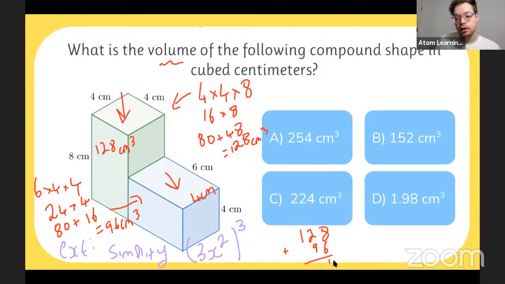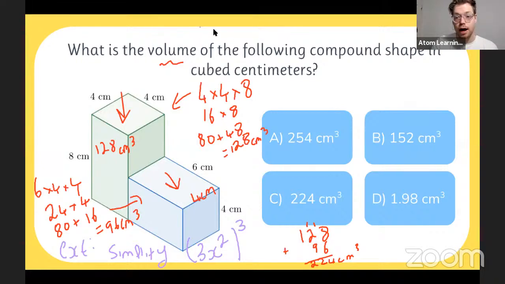8 plus 6 is going to be 14, carry the 1. Carry the 1 here. So then we do 2 plus 9 is 11, plus the extra 1 is 12, plus 1, 224 centimeters cubed is our final answer.